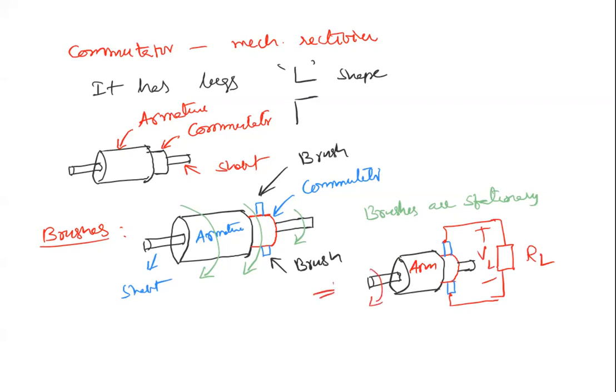You have given mechanical power input. The external circuit is connected to your brushes. That is what the brushes will do. The purpose of brushes is to collect the current from the commutator and supply it to the external load, which is connected to the generator. Is it clear? Did I make sense?